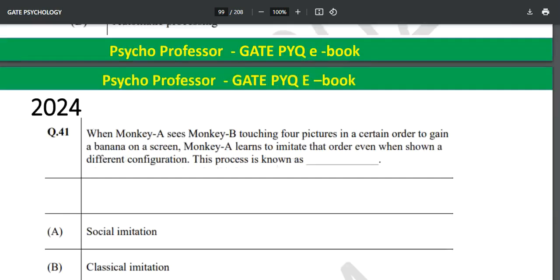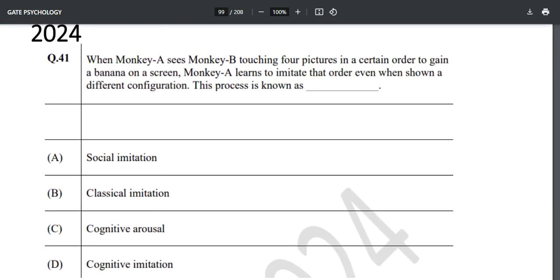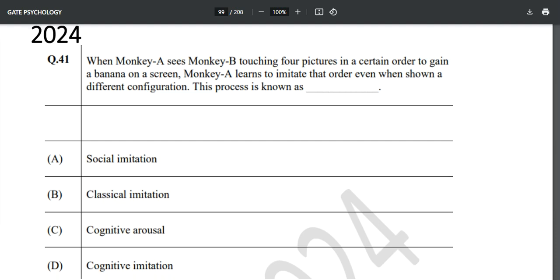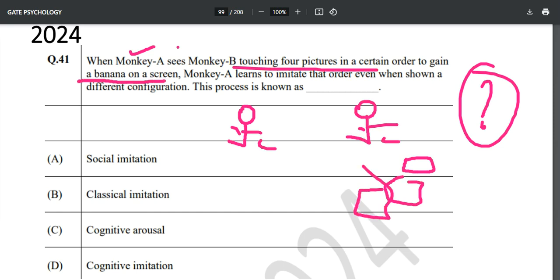Now, question number 41. When monkey A sees monkey B touching four pictures in a certain order to gain a banana on a screen, monkey A learns to imitate that order even when shown a different configuration. This process is known as. You can just associate this with which theory you can think of when you are answering this question. Monkey A, this is monkey A, sees monkey B, this is monkey B, touching four pictures in a certain order. Okay, whatever order it is, to gain a banana on screen.